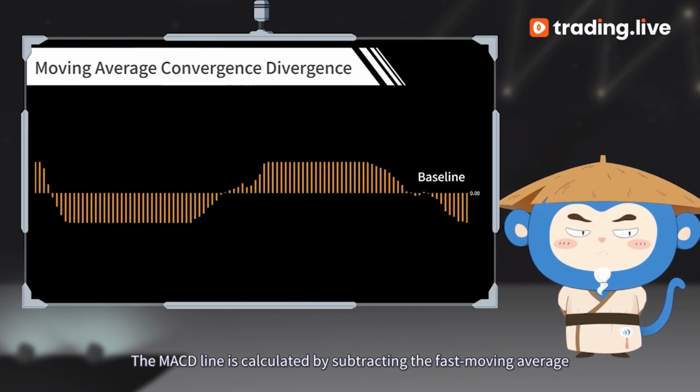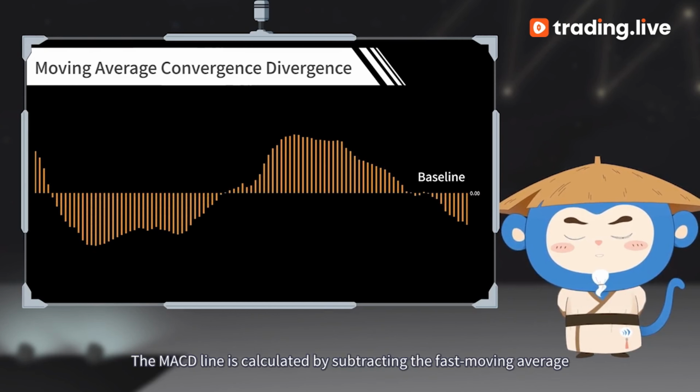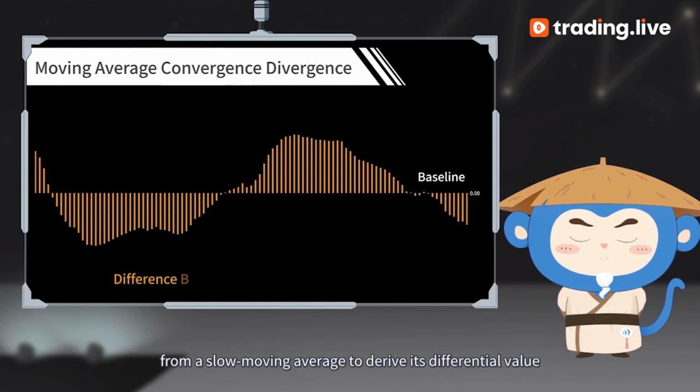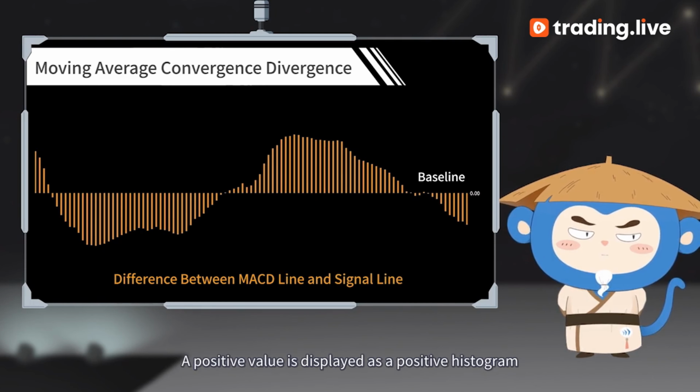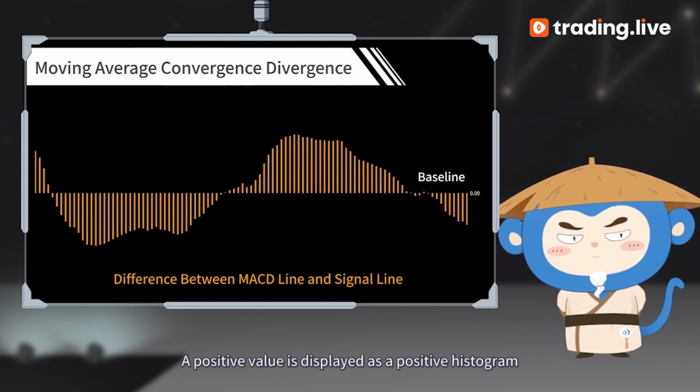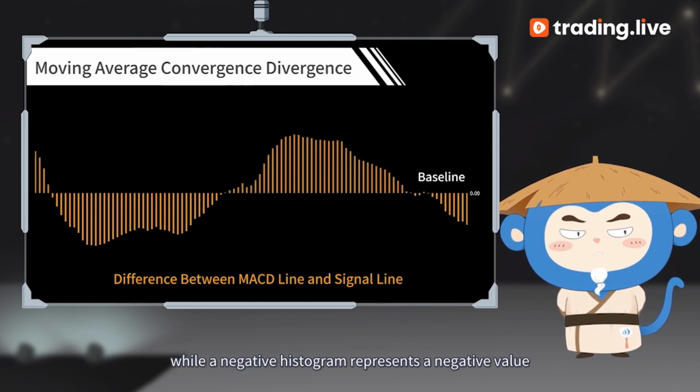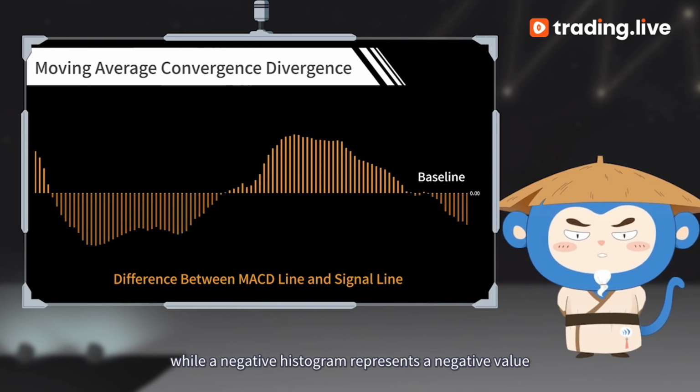The MACD line is calculated by subtracting the fast moving average from a slow moving average to derive its differential value. A positive value is displayed as a positive histogram, while a negative histogram represents a negative value.